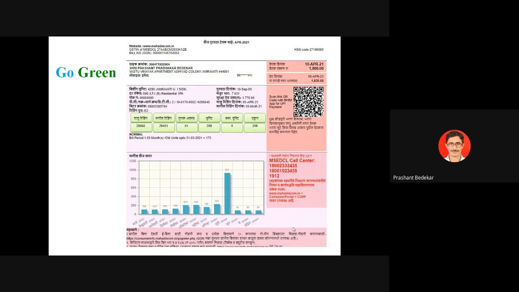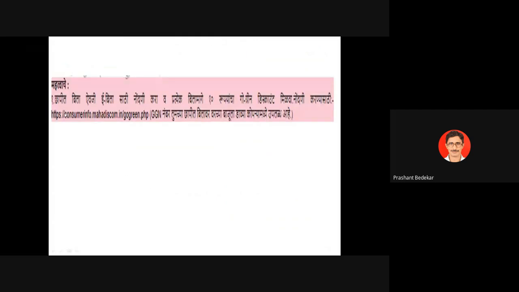When you receive an electricity bill, for the participants from Maharashtra, I know they used to get this type of electricity bill every month. Outside Maharashtra, I don't know what type of electricity bill they get. At the bottom, you will see Mahatvache, that is, important. Let's read this particular sentence separately. Important: register for the e-bill instead of the printed bill and get a Go Green discount of 10 rupees on every bill. Minimizing the electricity bill.